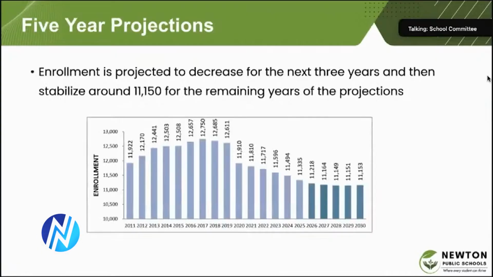So those two methodologies result in the data that is on this graph. This graph is showing you 15 years of actual enrollment in Newton at the district level in the lighter blue bars. And then the teal colored bars at the right-hand side are the 5 years of the projection. So as I mentioned before, enrollment's projected to decrease for the next 3 years and then stabilize around 11,150 students for the remaining years of the projection, as displayed in this graph.